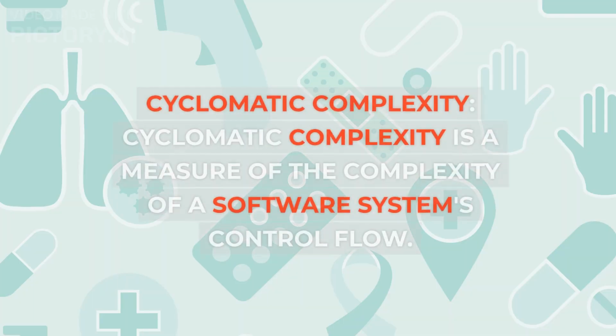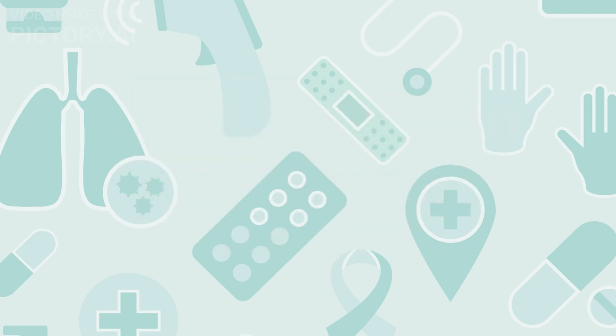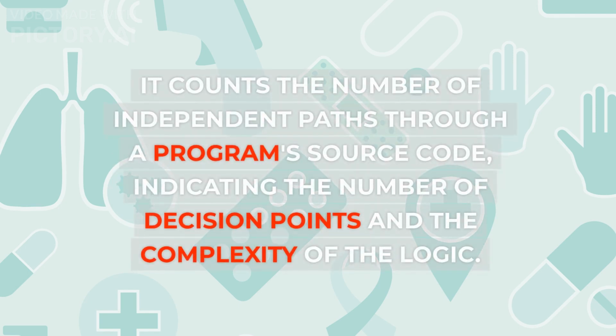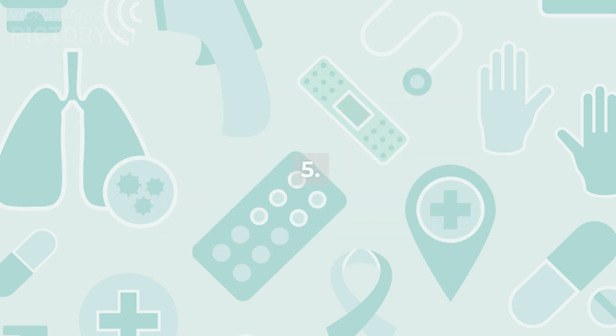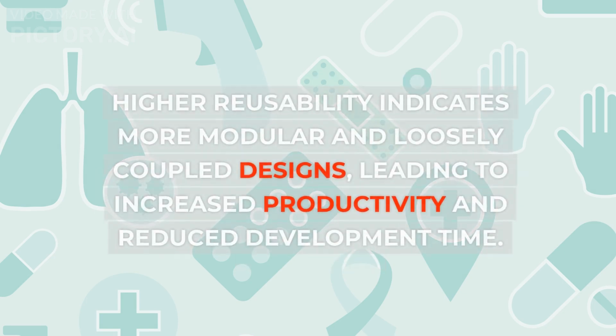4. Cyclomatic complexity. Cyclomatic complexity is a measure of the complexity of a software system's control flow. It counts the number of independent paths through a program's source code, indicating the number of decision points and the complexity of the logic. 5. Reusability. Reusability measures the extent to which classes or components can be reused in different contexts or projects. Higher reusability indicates more modular and loosely coupled designs, leading to increased productivity and reduced development time.